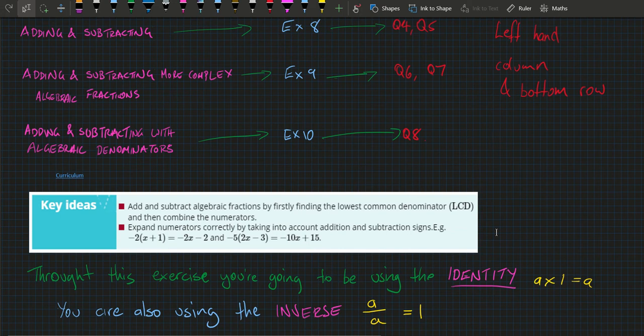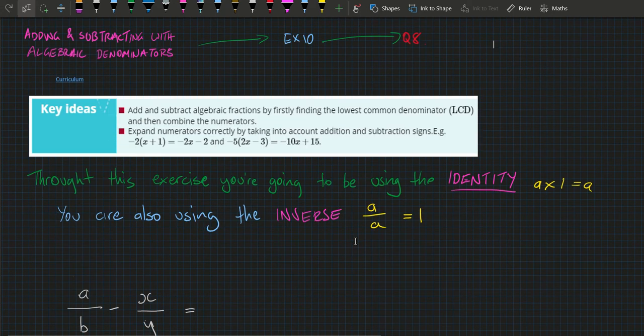Key ideas, probably should have read this before: add and subtract fractions by firstly finding the lowest common denominator. Okay, so that is making sure all our fractions are on the same base. Another way of looking at that is comparing apples to apples. So 1/3 and 1/2 aren't the same thing, but 1/3 is 2/6 and 1/2 is 3/6. So if we've got sixths, we can just count how many we've got and add them together.